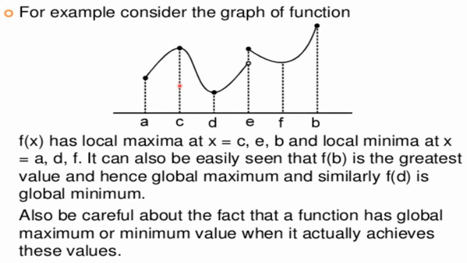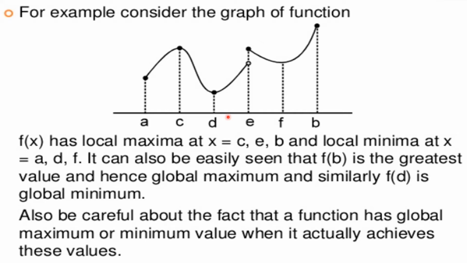See here, above all, if we compare the maximums, the largest value is here at b only. So f(b) is the greatest value and hence the global maximum. This is said to be global maximum or absolute maximum. And similarly, f(d) is the global minimum, the least value in this closed interval [a, b]. It has 3 local minimum and 3 local maximum points.